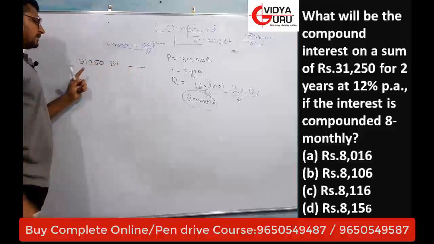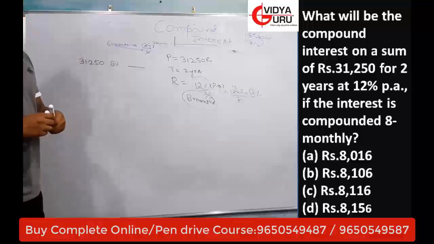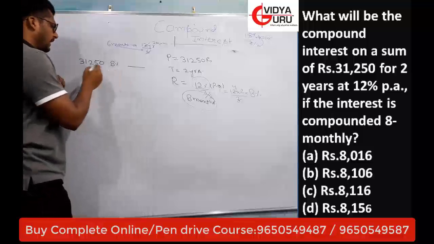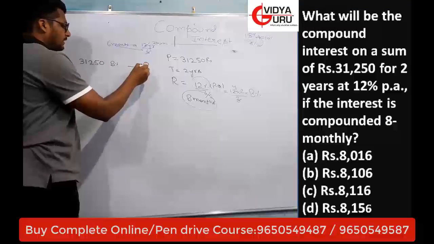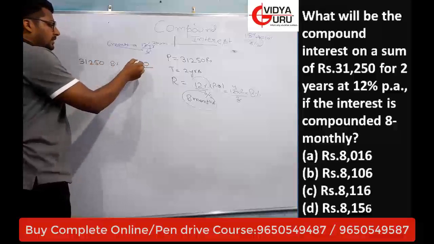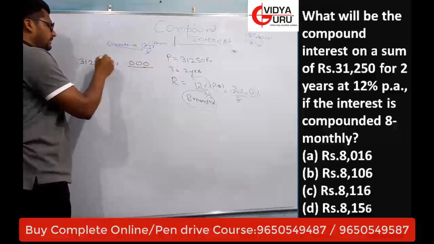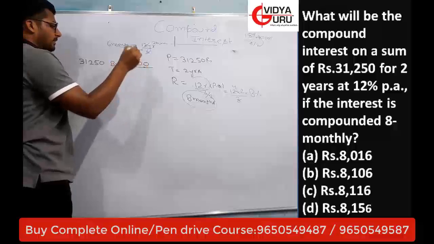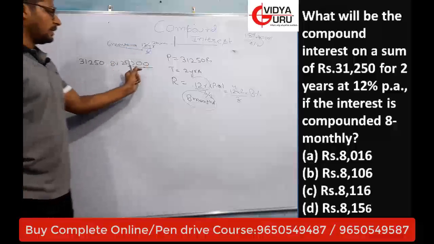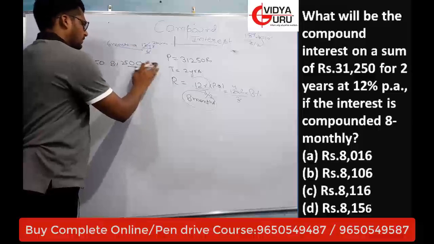What will be its 8%? Its 1% will be 312.5, multiplying it by 8. 8 5s are 40. 8 2s are 16, plus 4 is 20. 8 1s are 8, plus 2 is 10. 8 3s are 24, plus 1 is 25. That means 2500 is the 8% of this.